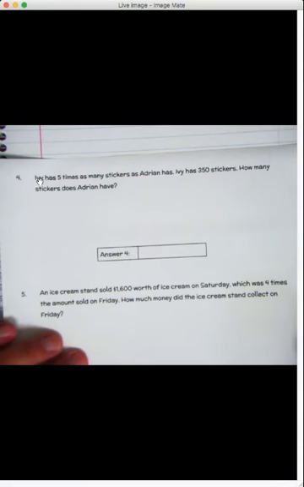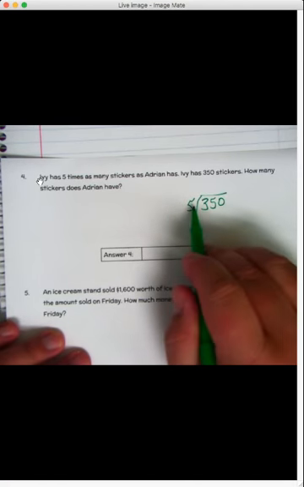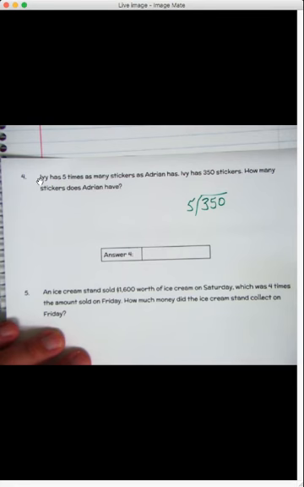A couple more. I can turn the page here. Okay, number 4 says, Ivy has 5 times as many stickers as Adrian has. Ivy has 350 stickers. How many stickers does Adrian have? Okay, well, Ivy has 5 times something to get 350. So let's do 350 and divide it by 5. Because Ivy has 5 times as many as whatever number this is. 5 times something gives me 350. So we'll find out how many stickers Adrian has, to divide these numbers.